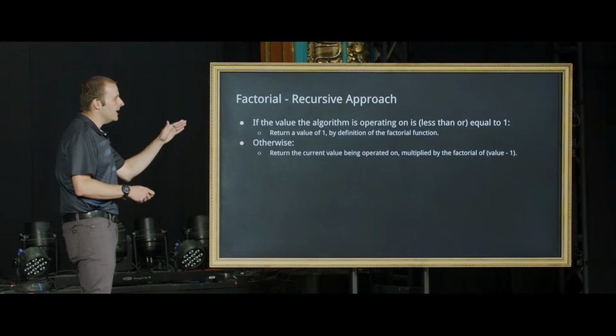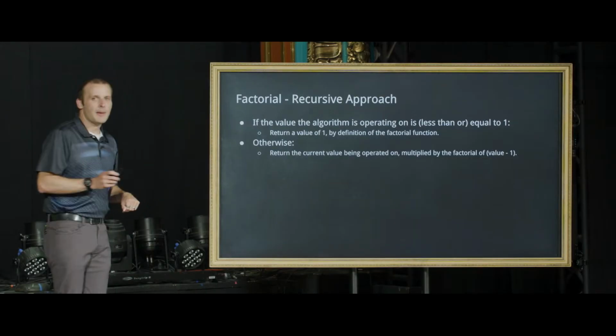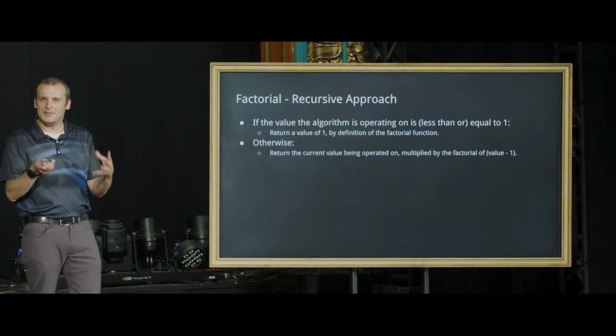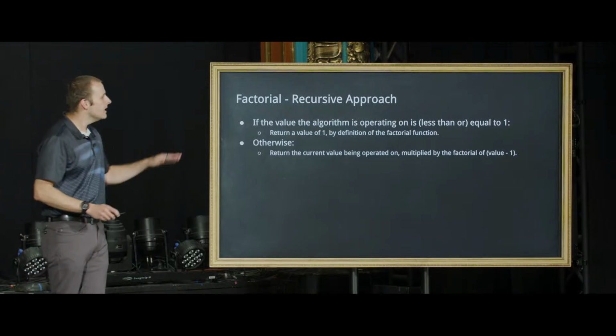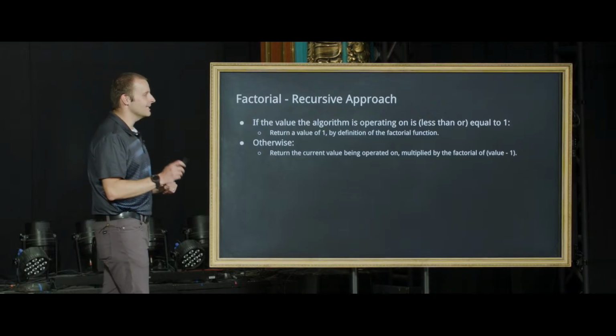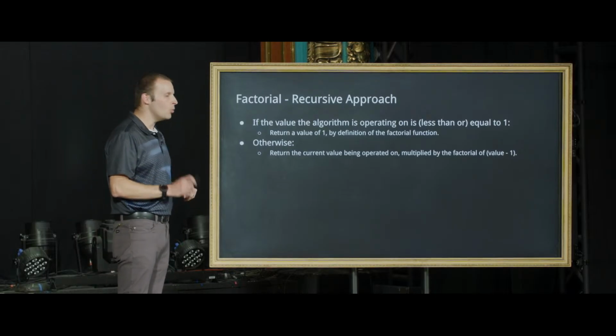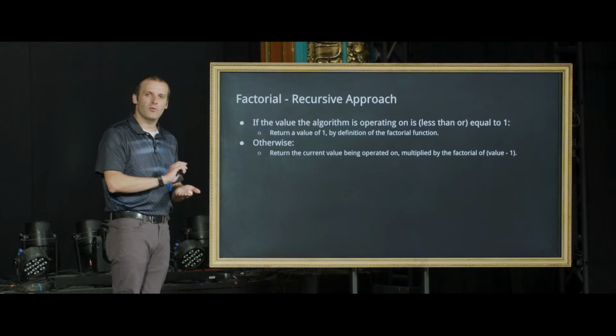Let's see this in action. Maybe that'll help visualize this idea a bit. So if the value the algorithm is currently operating on, so we're going to start at 4. It's kind of the opposite in this case. We're going to count down towards 1. If the value we are operating on is less than or equal to 1, we return a value of 1.